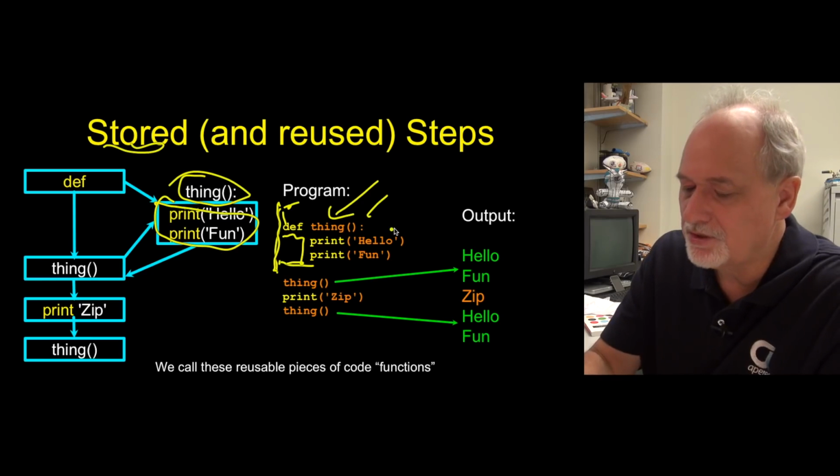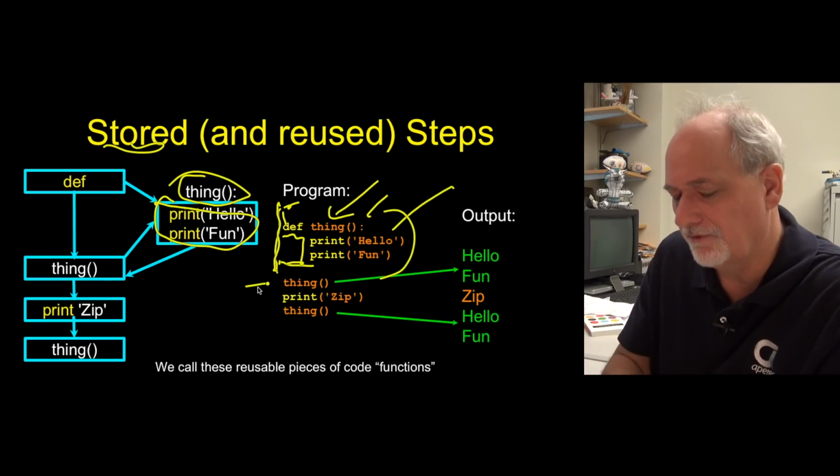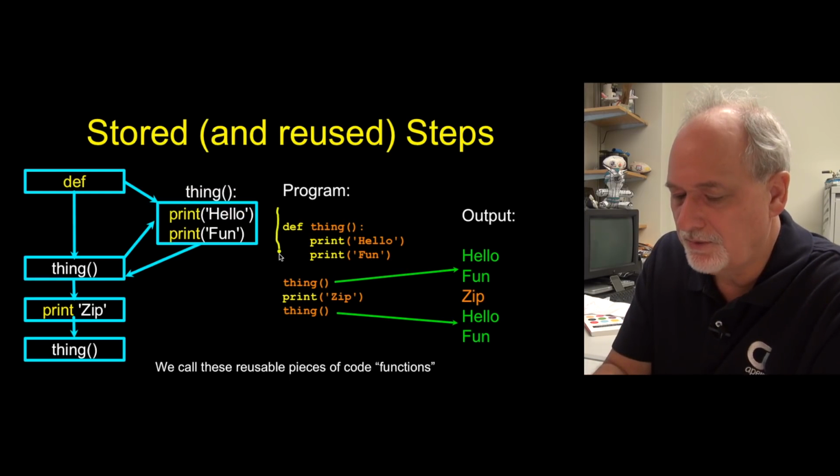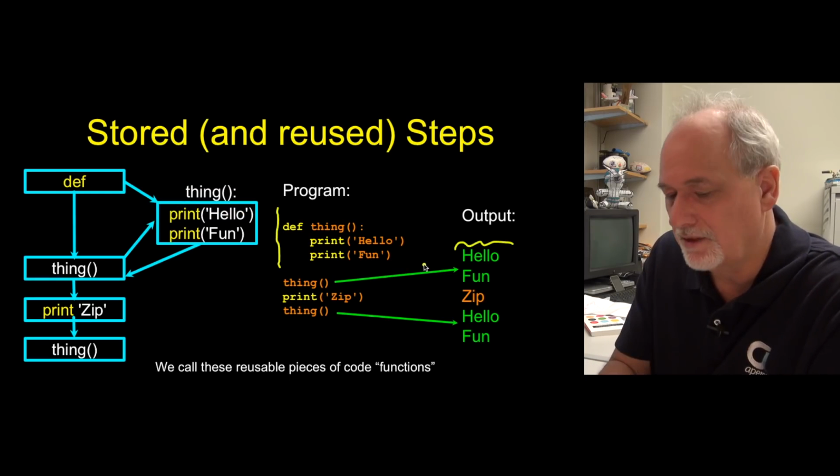So this is the definition of a function, and this is the invoking of the function. But this doesn't do anything. So there's no output here from that stuff right there.